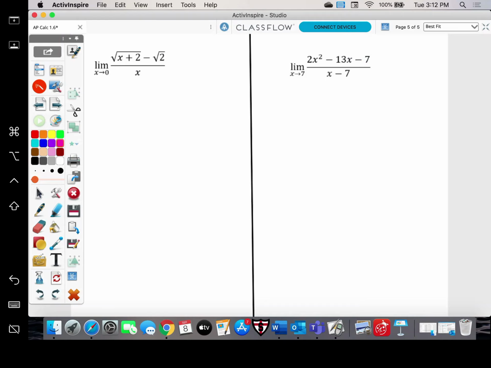Hopefully you all said rationalize because there are radicals. And we know that x by itself on the bottom is a problem because x is going to 0. So I'm going to multiply by a conjugate, which is square root of x plus 2 plus root 2 over itself.